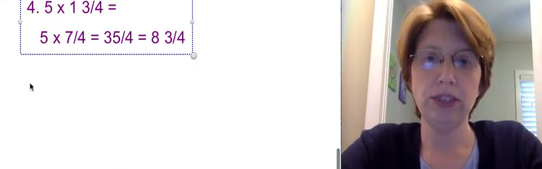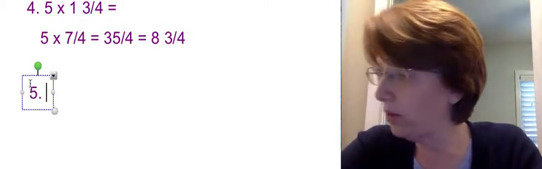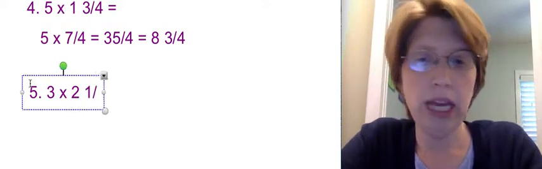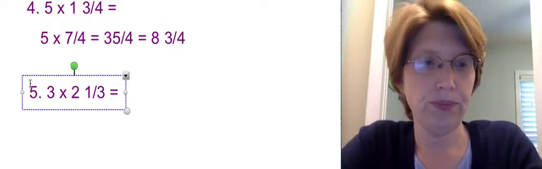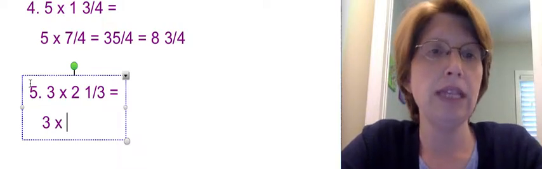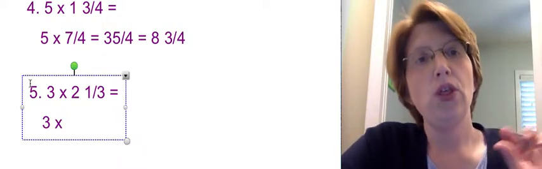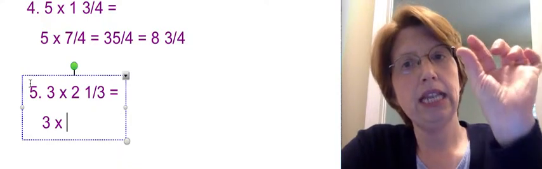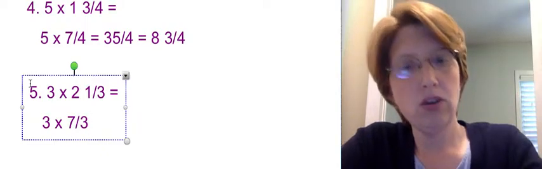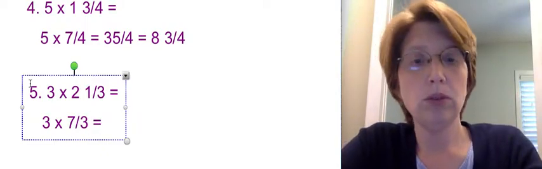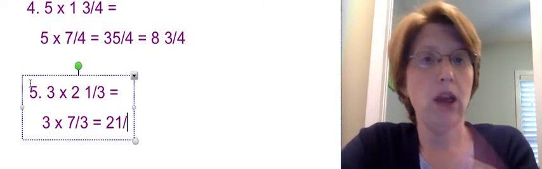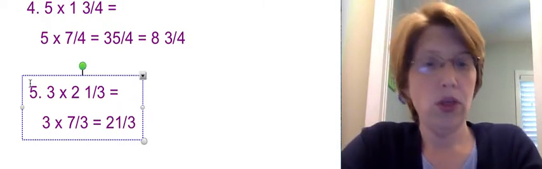How you still doing? You with me? Number 5, here we go. 3 times 2 1/3. We're going to keep the 3. We're going to change that mixed number to an improper fraction. 3 times 2 is 6, plus 1 is 7. Bring over that denominator, which is 3. Now we're going to multiply straight across. 3 times 7, 21. Bring over that denominator, 3.